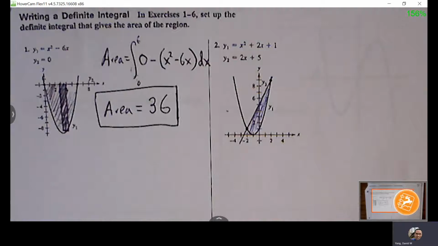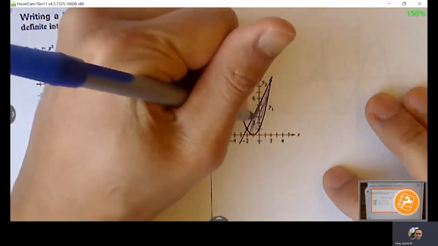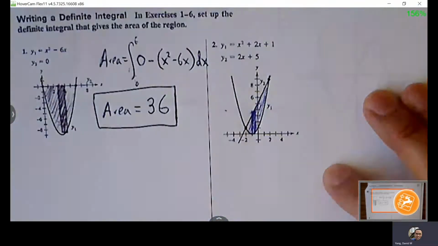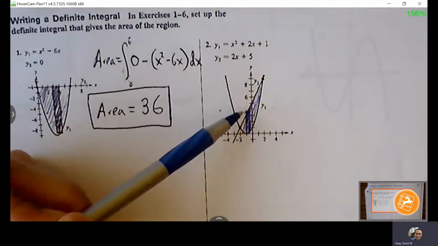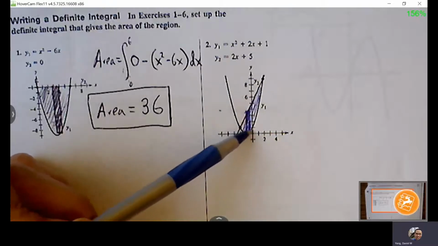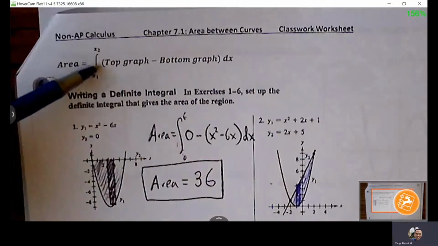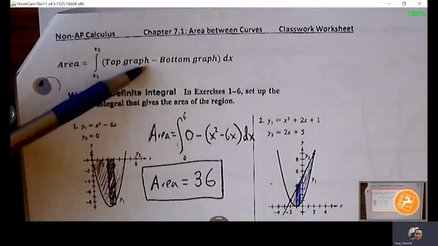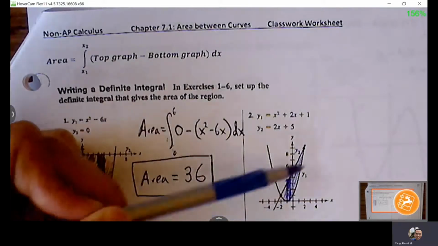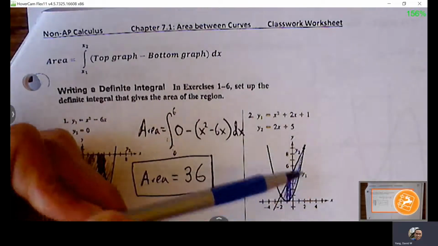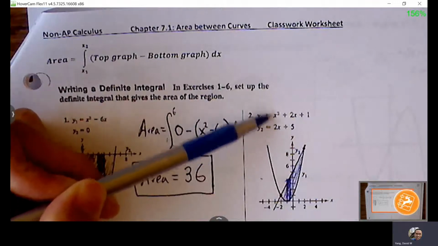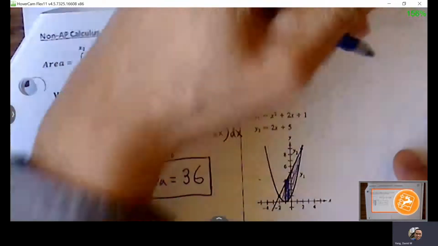We can draw a representative rectangle. And we see the top of the rectangle is touching the line. The bottom of the rectangle is touching the curve. So that's how we were able to name the top graph and bottom graph. Okay. Our bounds is going to go from -2 to 2. We can also find those boundaries by setting the equations equal to each other to find those intersecting points.